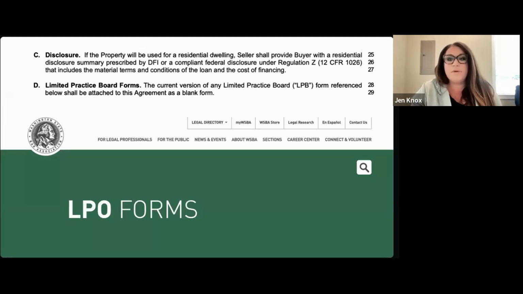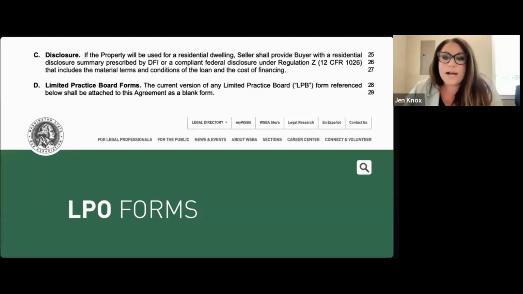There are various forms referenced in the 22C. And bullet point D right here refers to what they call the Limited Practice Board forms. So the various forms that are referenced in this are required to be attached to the agreement, and they are not going to be filled out but attached blank. In most cases, a title company or escrow company will take care of filling the rest of these out. So the responsibility is on you for keeping good communication, but not necessarily filling out the forms.